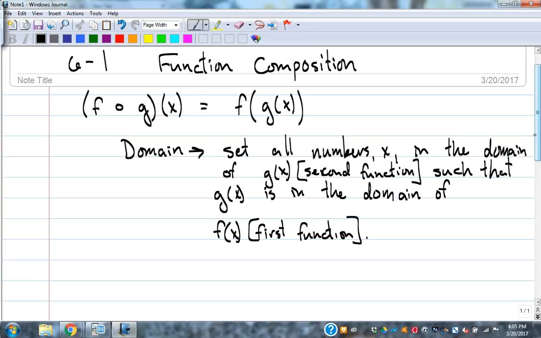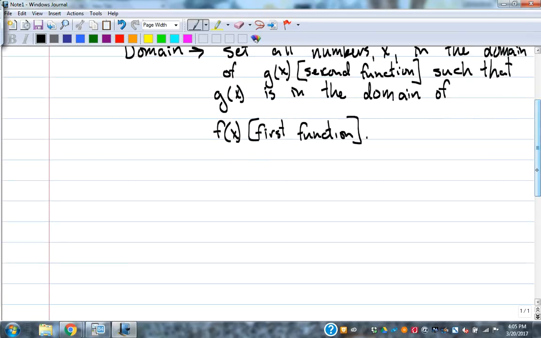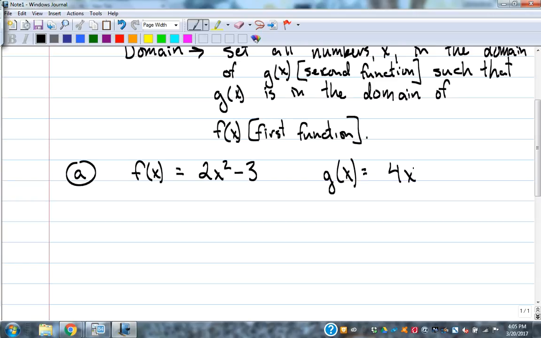And sometimes it's pretty easy. Sometimes they've got some restrictions. You've got to know which restrictions matter, and that's the big deal. So the first one, let's just take a couple of functions. f of x is 2x squared minus 3, and g of x is 4x. Two pretty plain functions, nothing really alarming to worry about.